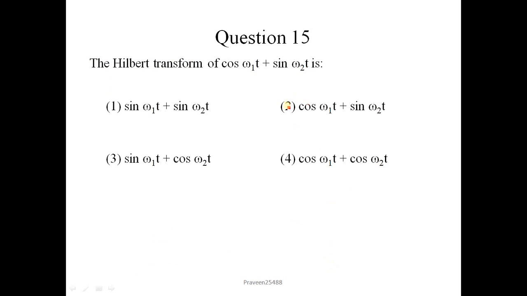Next question is question number 15. The Hilbert transform of cos omega 1 t plus sin omega 2 t is. The Hilbert transform is the phase shift of the function by 90 degrees. So cos omega 1 t would become sin omega 1 t, and sin omega 2 t will become minus cos omega 2 t. So the correct option is the third one.